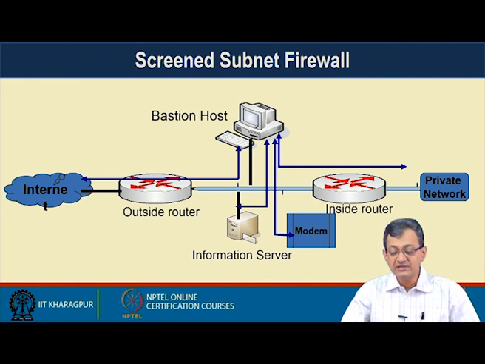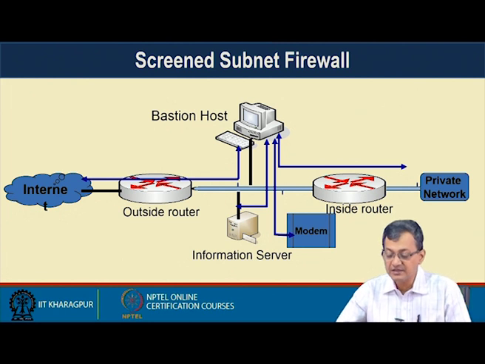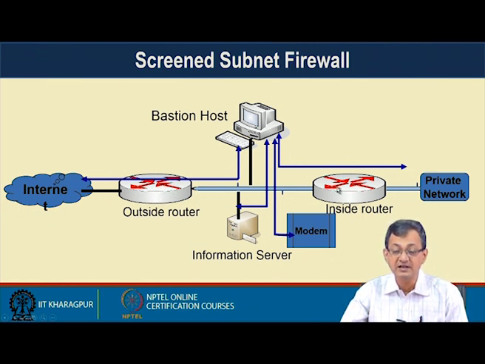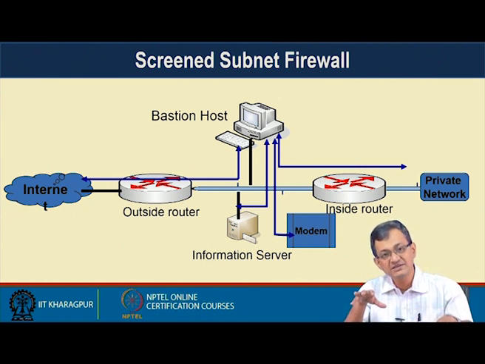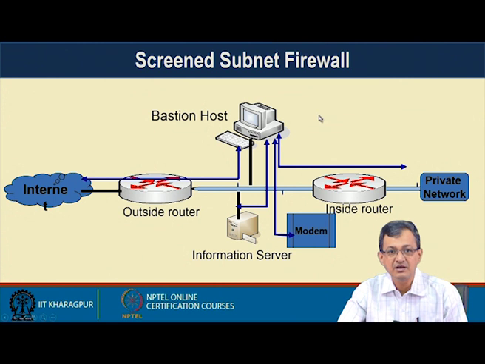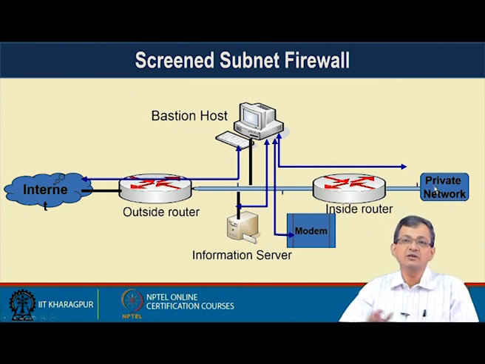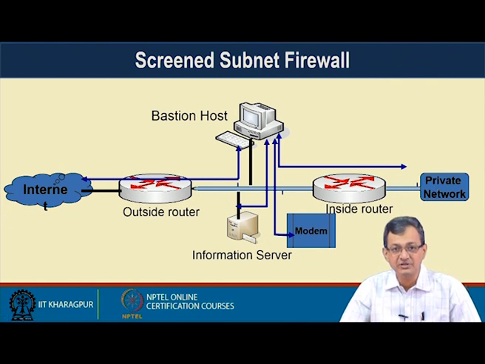And another is the screened subnet firewall, where we have another internal router. So, that means dual homed things are there. So, it is the private, and this is the external and this is the internal router. That means two layers of protection are there. With the screened subnet, I can now have three domains, right. One is the external, one is the intermediate, and another is the private network or the internal network, right.